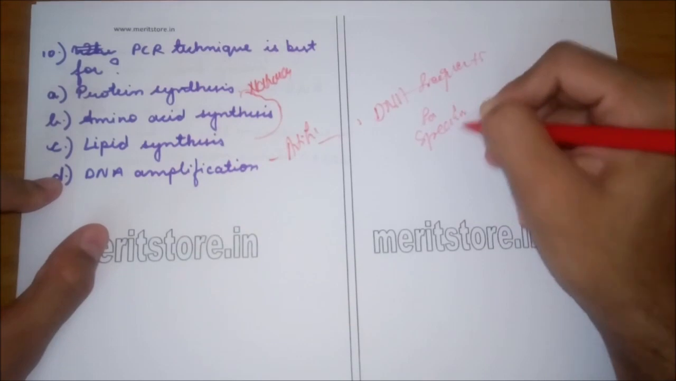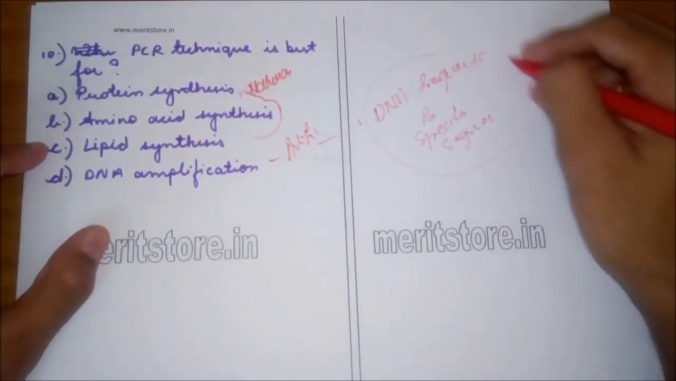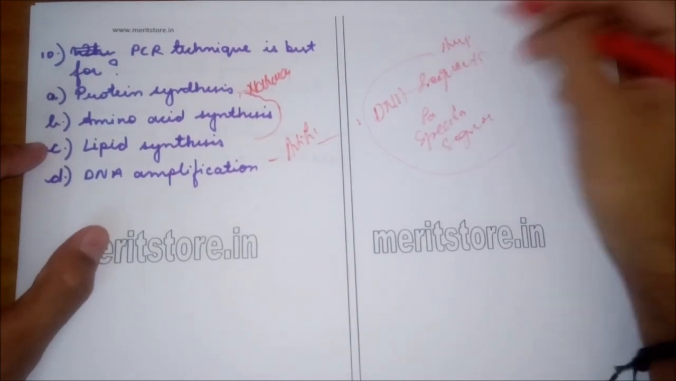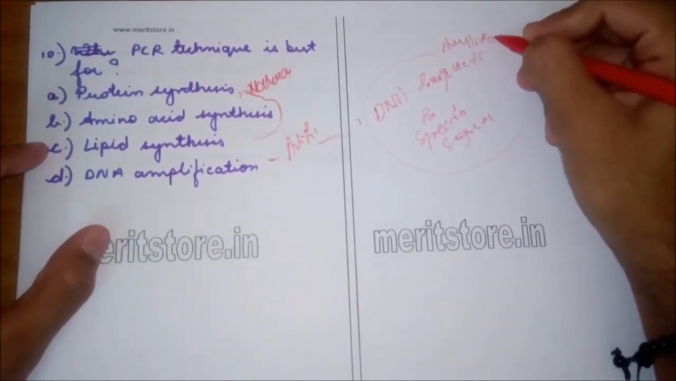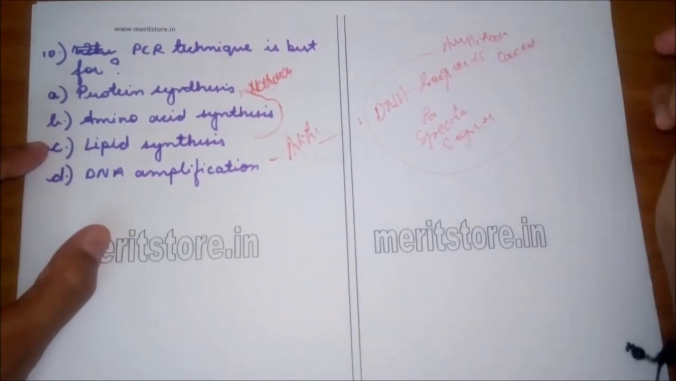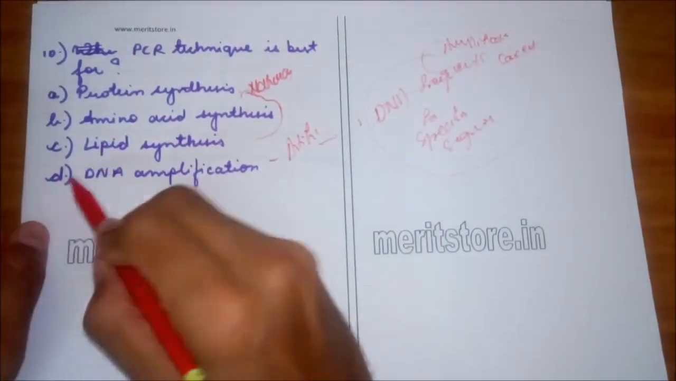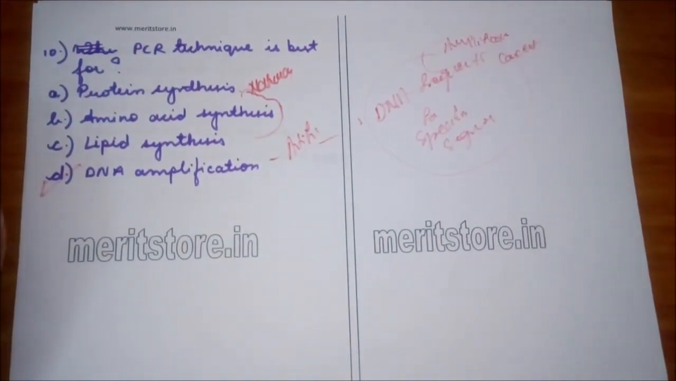For a specific segment they are being amplified. So this amplification is nothing but concentration of the DNA fragment. So option D is the correct answer, DNA amplification.